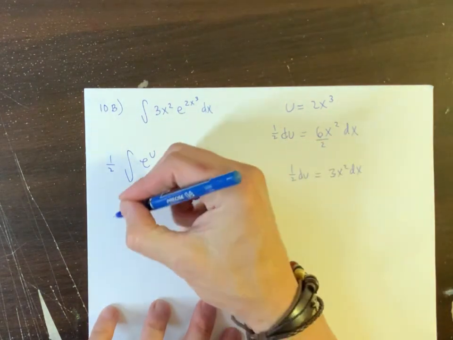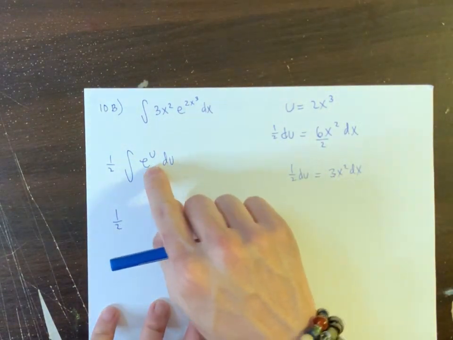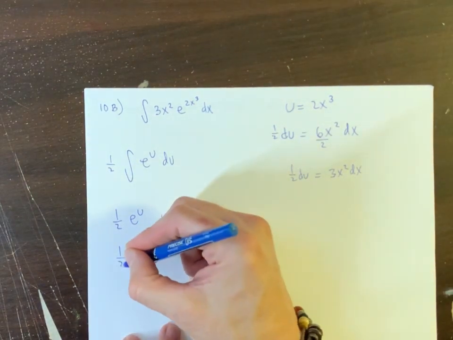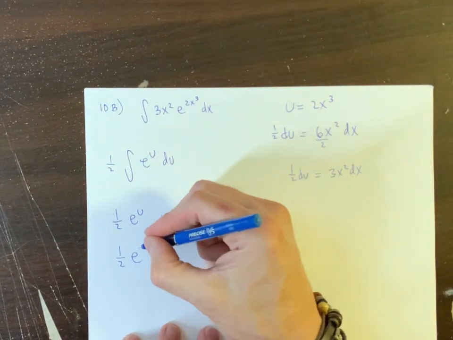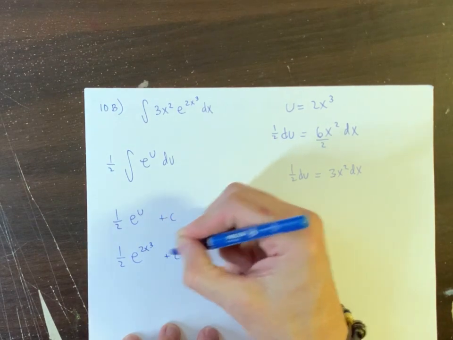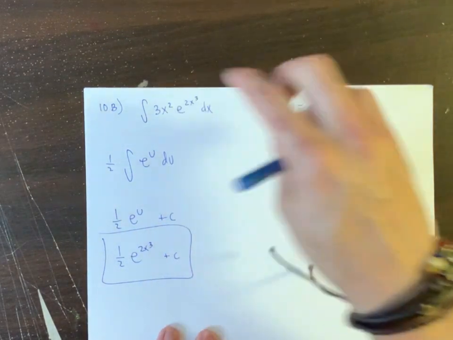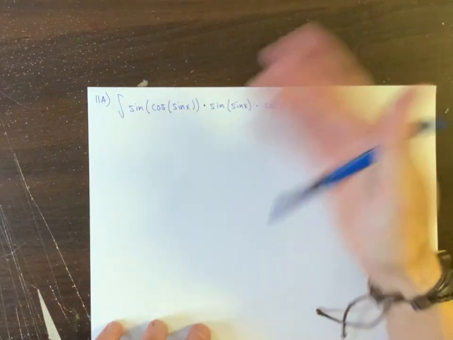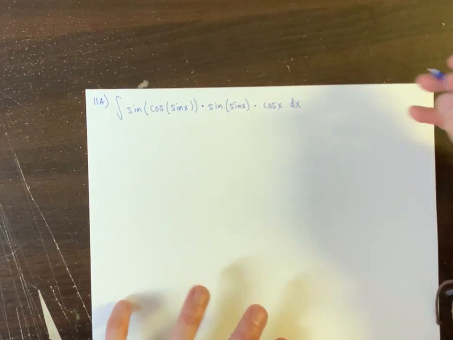This looks good. 1/2. What's the antiderivative of e to the u? Itself. Give me a plus c. But now u is that there. And so here we go. Right? The derivative of that is that up there. And let's see here. Oh, this is a fun one.